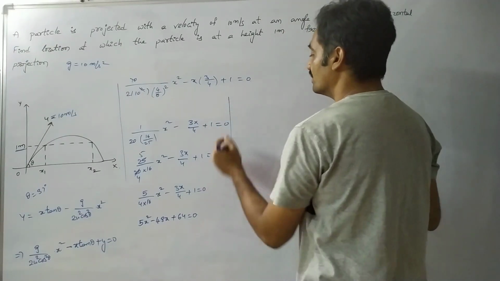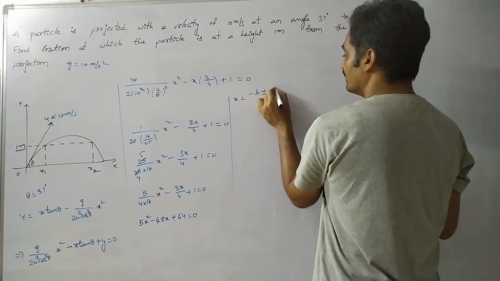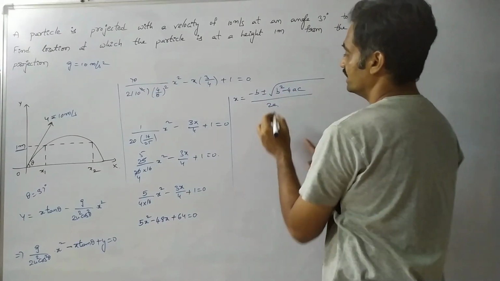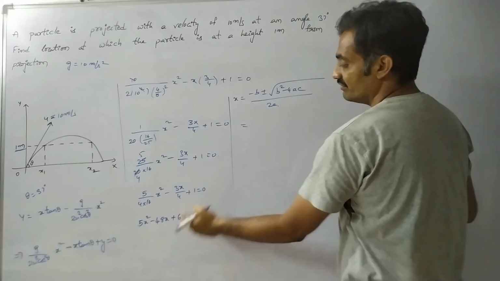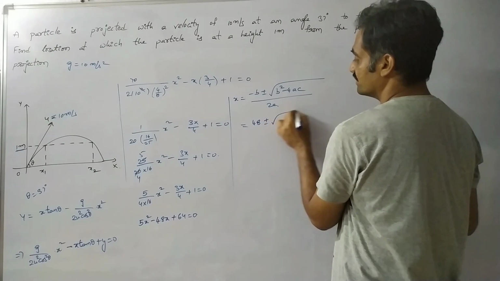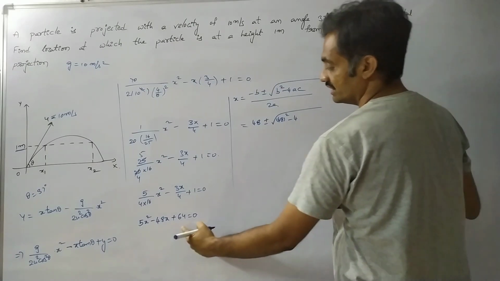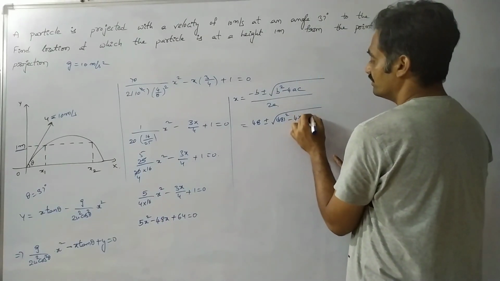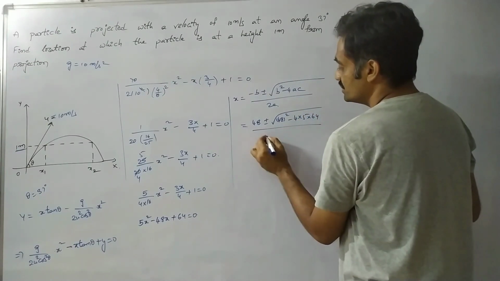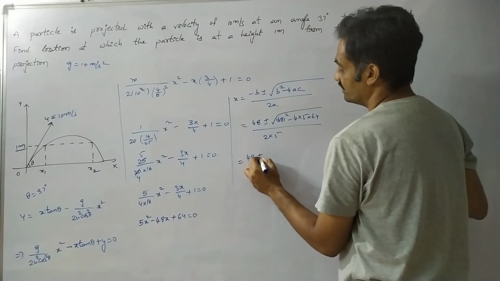Based on this quadratic equation, now we have to find the quadratic roots. We know that the quadratic roots can be derived by using the equation x equals minus b plus or minus under root of b square minus 4ac by 2a. Here observe this, the value of b is minus 48. So minus into minus is plus 48 plus or minus under root of 48 square minus 4 into the value of a, which is 5, into c, which is 64, by 2 into 5.